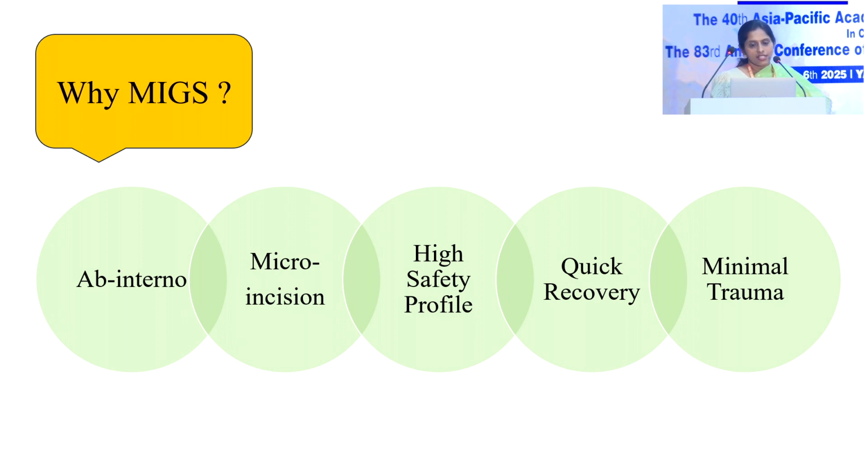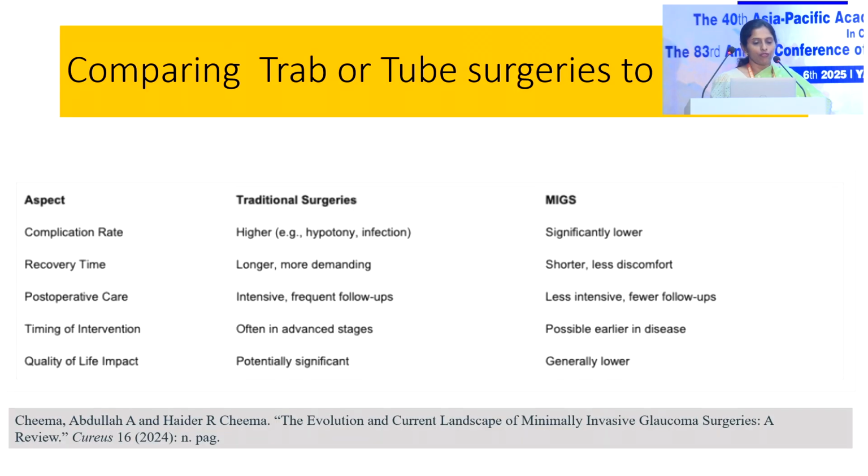Though it has a high safety profile, it does have a set of complications that one has to be aware of. So comparing the trab tube complications to the MIGS, it's very, very minimal because it doesn't have potentially blinding complications like what we saw with the previous two speakers.